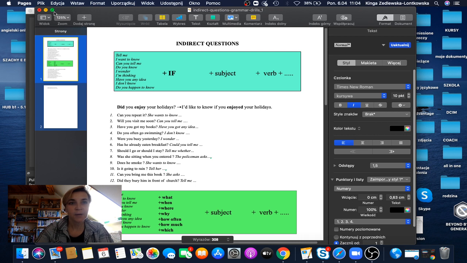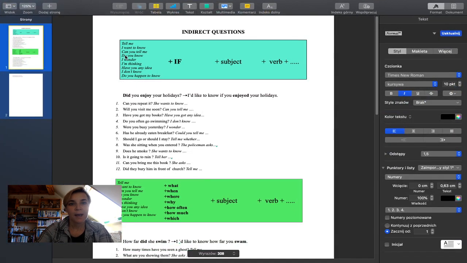And here you have a few examples of indirect questions. And here we have the typical beginnings, like "Tell me," "I want to know," "Could you tell me," "Do you know," "I wonder," "I'm thinking," "Have you any idea?" "I don't know," "Do you happen to know?"